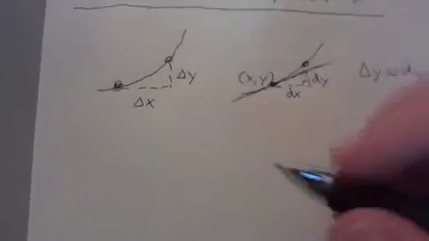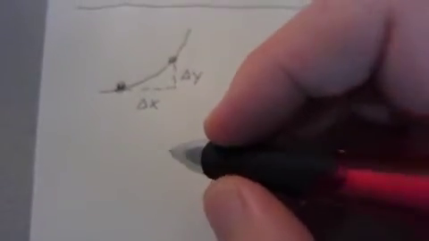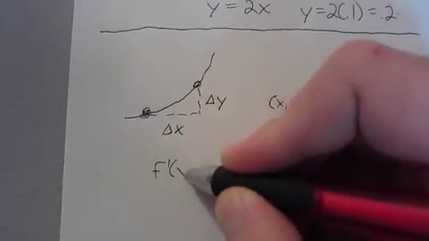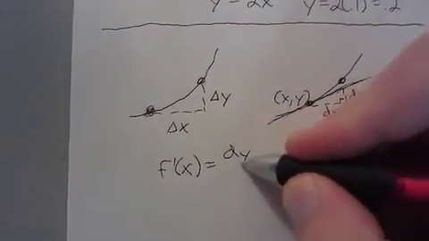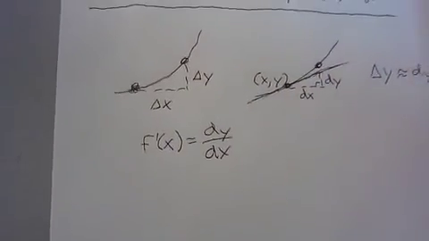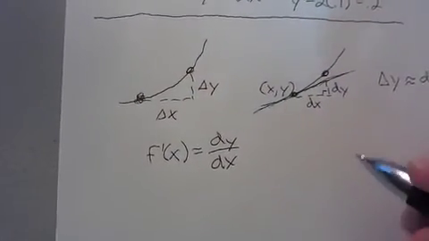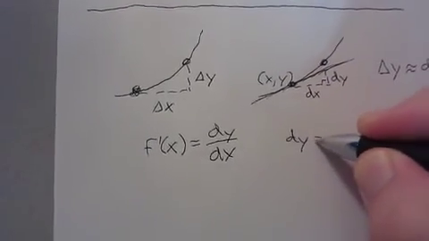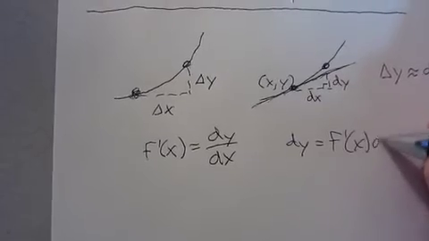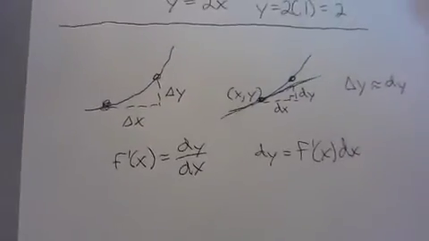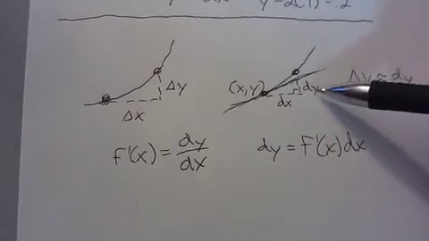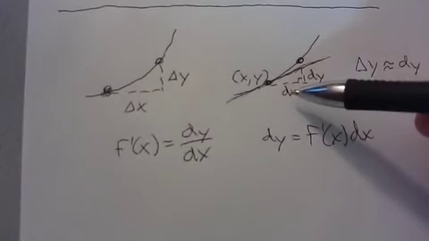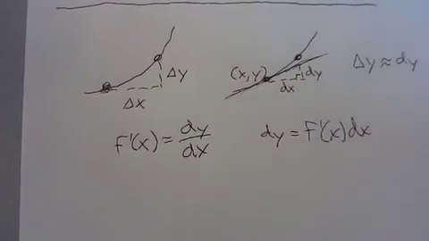Now, how do we do this? Sorry about the focus. Let's define some notation. f prime of x is equal to dy/dx. Those are alternative ways to write the derivative. So what I'm going to do is cross multiply. So I get dy is equal to f prime of x dx. That is to say that the change in y is approximately equal to the slope of the tangent line multiplied by the change in x.